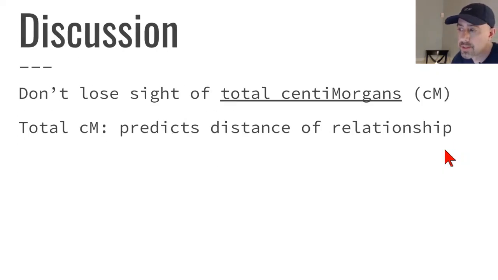Another point in discussing this case, we don't want to lose sight of total centimorgan values. We did come to that when we got Graham's match results at 23andMe, and we showed that the total centimorgan values shared by Graham with Karolina and Millie were as we would have expected. Let's just remember that total centimorgan values predict the distance of relationships, and that's very helpful information to combine with triangulation information when we have the opportunity to do that.